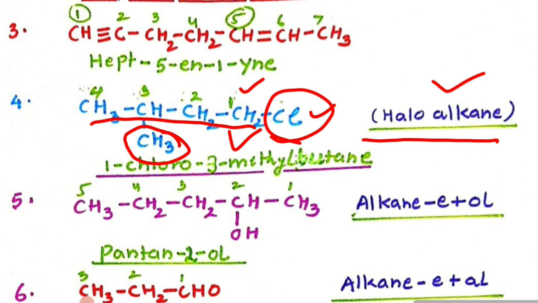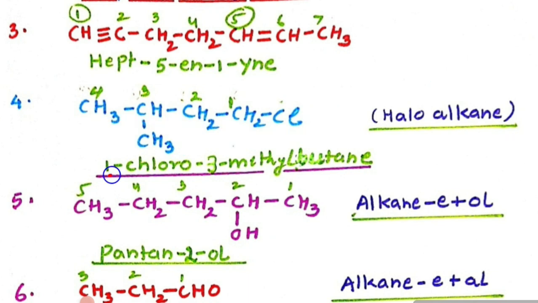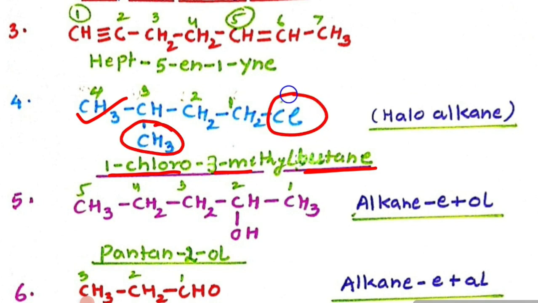Now the name of the compound here will be 1-chloro-3-methyl-butane, because the principal chain contains 4 carbon atoms, so the alkane is nothing but butane. These two are written in the form of prefix, and both the prefixes should be arranged in alphabetical order irrespective of their position.